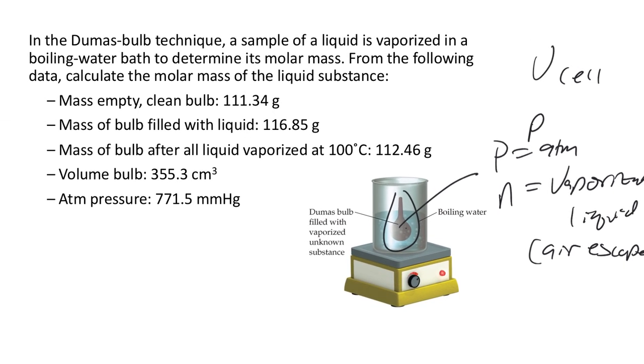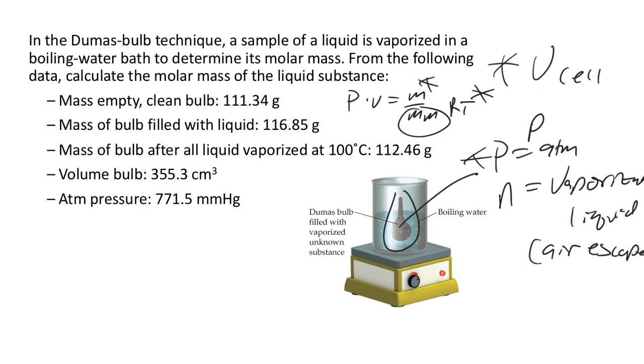So let's look at the problem and see what we're told here. In this Dumas bulb technique, a sample of liquid is vaporized in a boiling water bath, and we can do this to determine the molar mass of that liquid. We can ultimately determine that molar mass from the relationship PV = (m over molar mass) times RT. If we know the pressure of that gas, the volume of the cell, the temperature of boiling water, and how much mass is in the cell. Now, how do we know how much mass the gas is occupying in the cell?